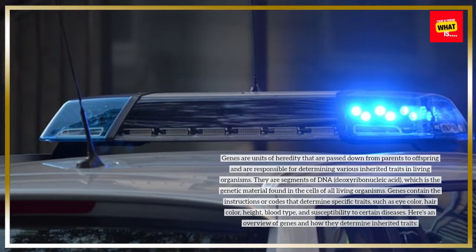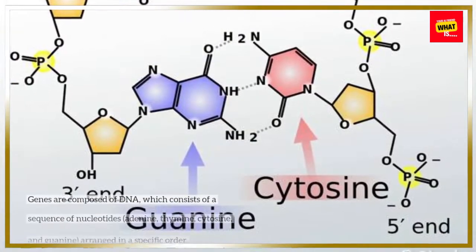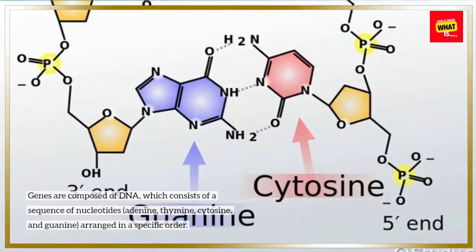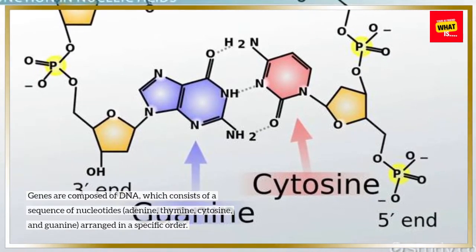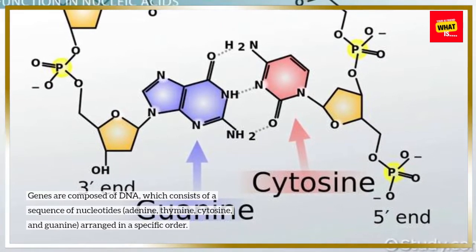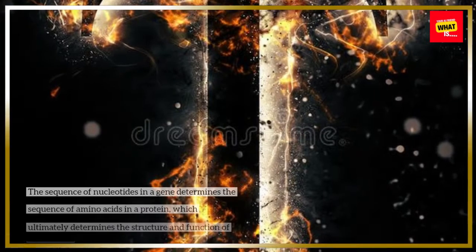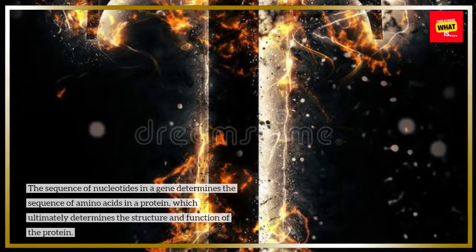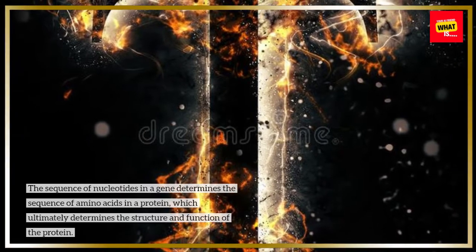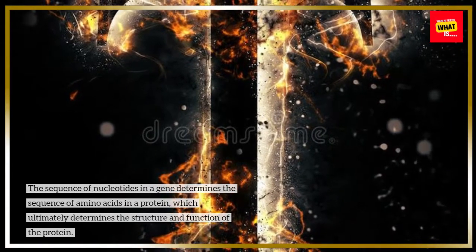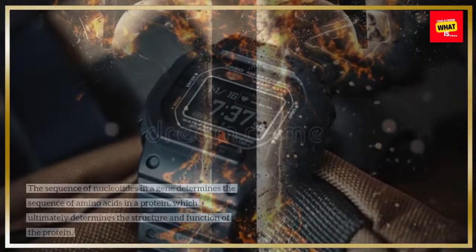Here's an overview of genes and how they determine inherited traits. 1. Structure of genes. Genes are composed of DNA, which consists of a sequence of nucleotides, adenine, thymine, cytosine, and guanine, arranged in a specific order. The sequence of nucleotides in a gene determines the sequence of amino acids in a protein, which ultimately determines the structure and function of the protein.